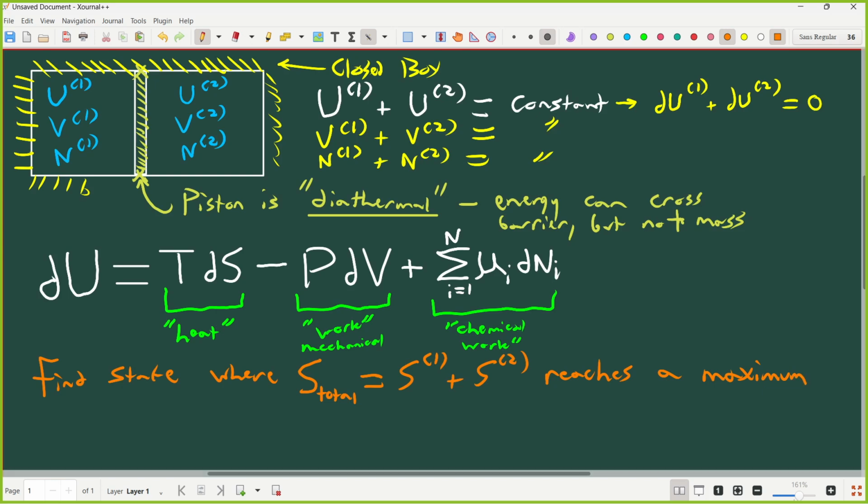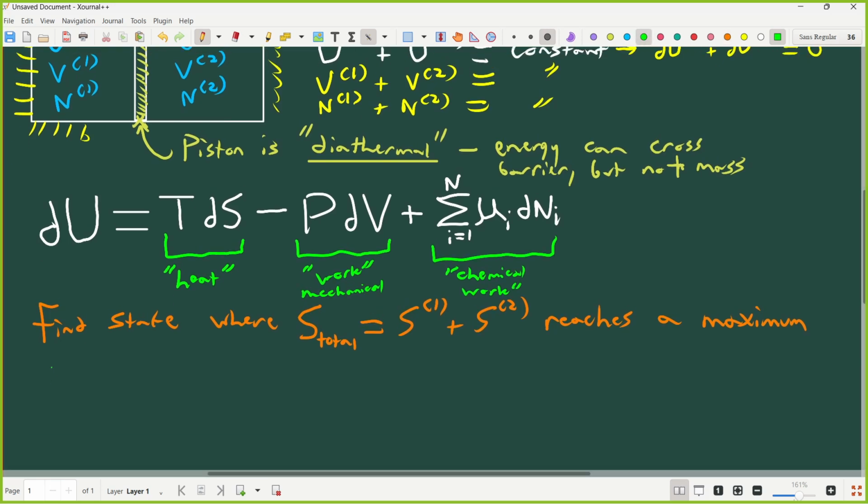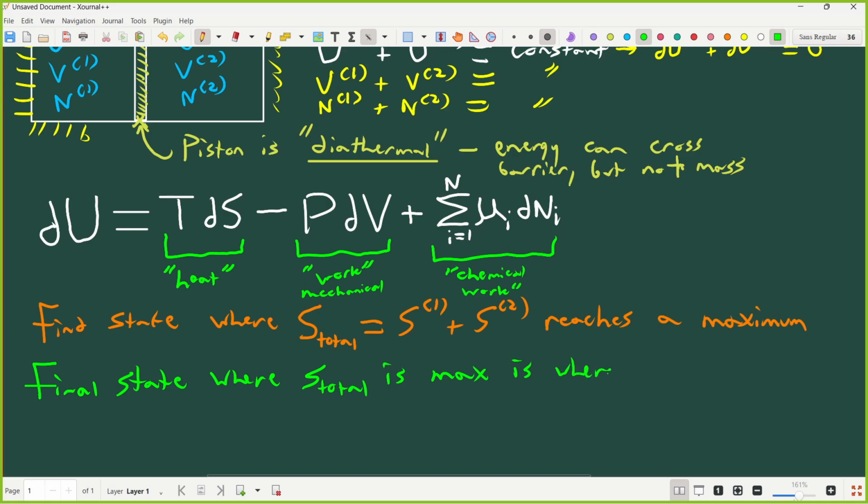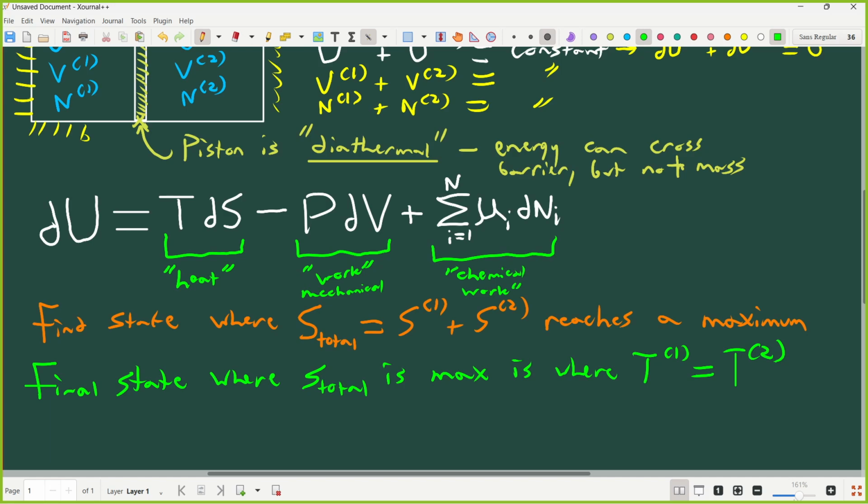Right. And this was at the end of class, and we did a little bit of algebra. We worked through it. I posted the lecture notes on how this math works, so you can go back if you don't remember. And what we found is that the condition where the entropy gets maximized for this system is very, very simple. The condition where the piston stops, so the final state where S total is max, is where the temperature of box one is exactly equal to the temperature of box two. The system is going to move the piston around until the temperature in each of the boxes is equal. So if, for instance, the temperature of both boxes is equal at the beginning, the piston's not going to move, because the entropy is already maximum.